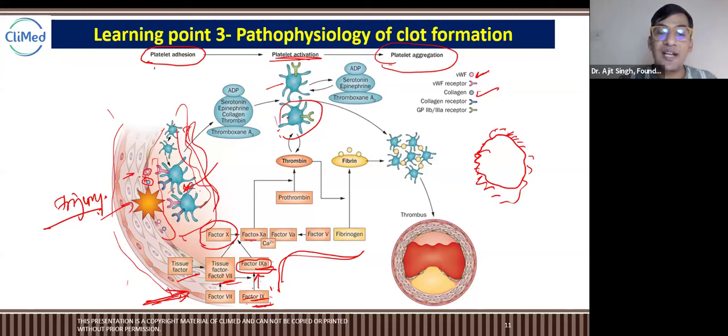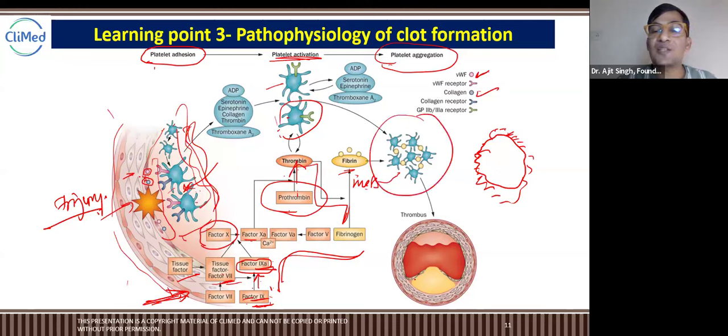This activated factor X converts prothrombin, which is available in the blood, to thrombin, and this thrombin converts fibrinogen into fibrin. Fibrin is a mass. This mass goes to the aggregated platelets here and makes a full-fledged hard plaque, which is not movable now, blocking the way inside the coronary artery.